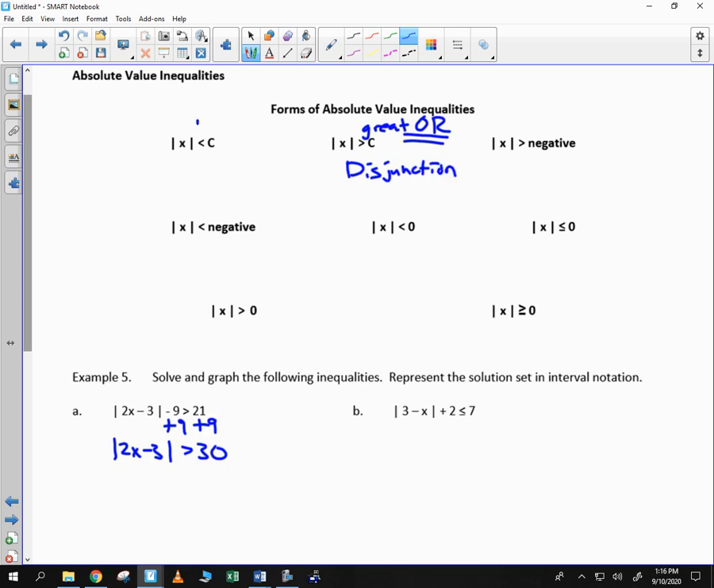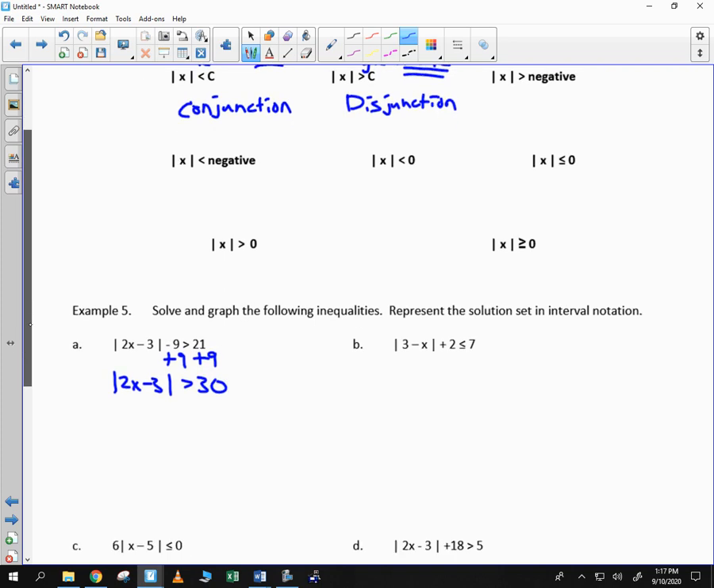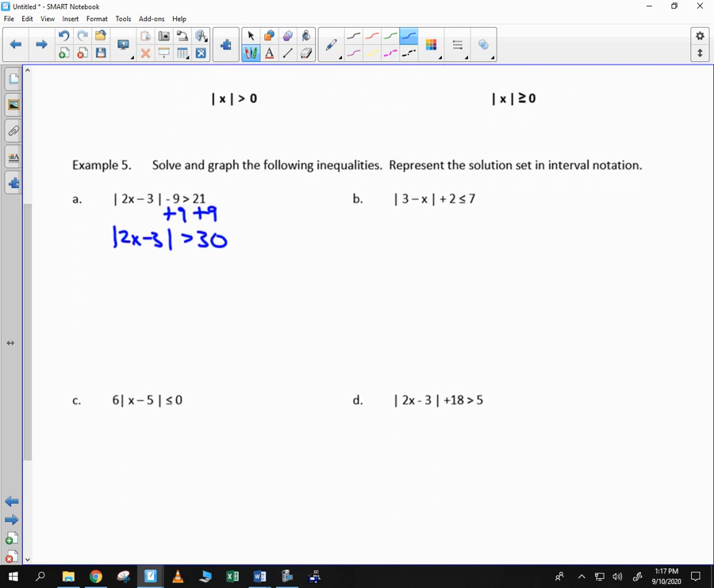But if you end up with a less than, then it's a conjunction. You know that it's going to come together. You don't have to figure it out ahead of time, but it helps tell you that you're doing the problem the right way. So let's look at this one. This is a great-or. So I set up 2x minus 3 is greater than 30, and 2x minus 3 is less than negative 30. So you make it negative and switch the sign.